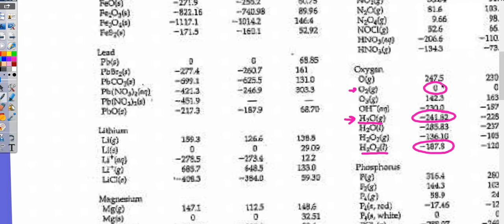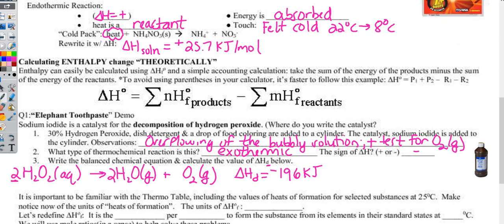Let's enter that negative 241.82 for our water. So this is actually 2 times negative 241.82. So don't forget that we need to multiply by the coefficient. This happens to be a 0. I'm going to call this 2x, 2 times x. I'm going to say that I don't know the H2O2, but I know what my overall reaction is, and it's negative 196.